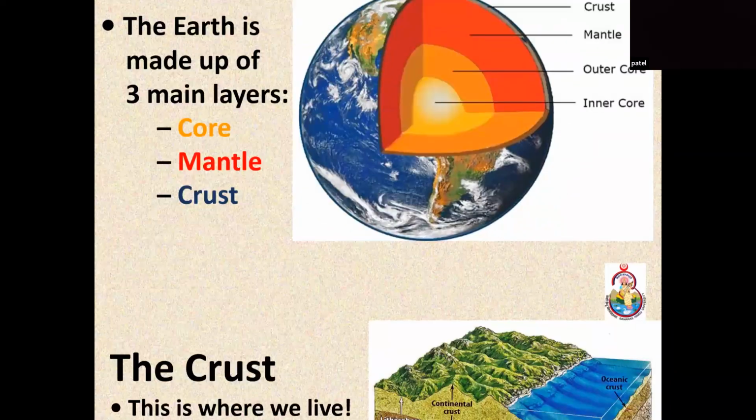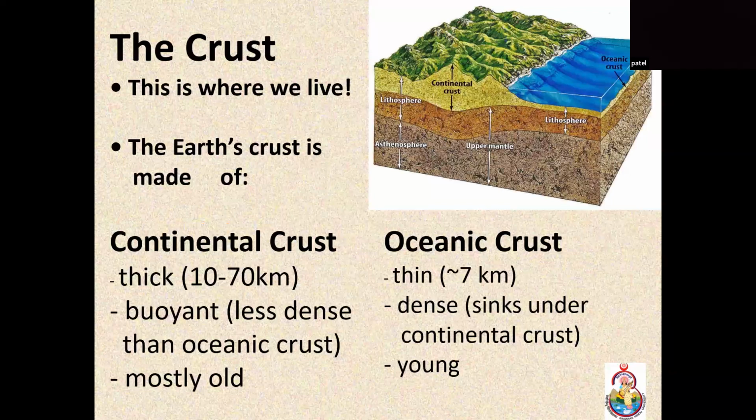This crust is the part where we actually live. And this crust is made of two types. One is the continental crust, which is the continental landmass, and the crust which is present below the ocean is known as the oceanic crust. The continental crust, where these continents are, is comparatively thicker, and its thickness can vary from 10 to 70 kilometers. At some places it is 10 kilometers. At some places, like in the mountains, the thickness of the continental crust is 70 kilometers.